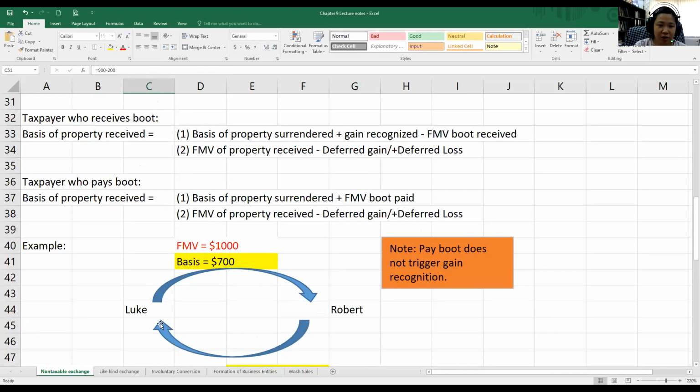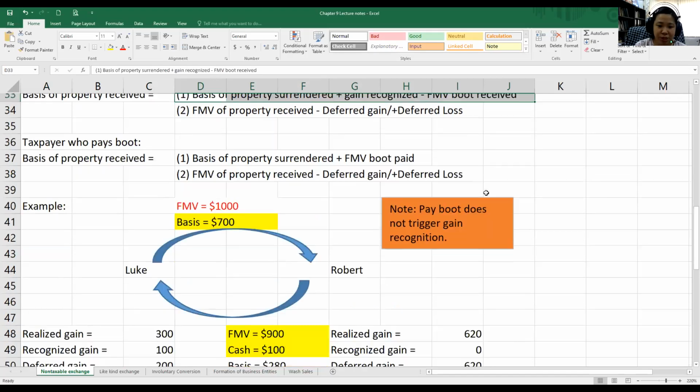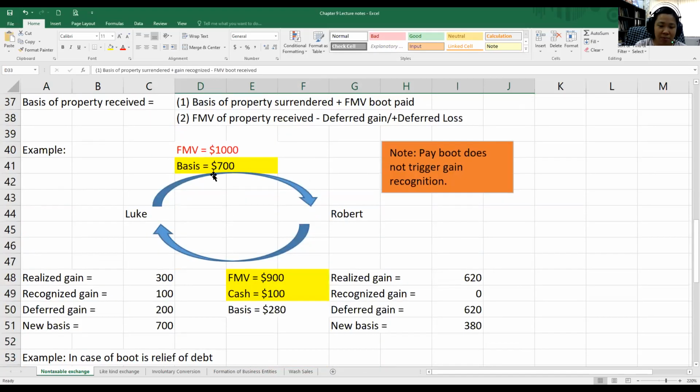Okay. Or you can also use this formula. It will be equal to basis of property surrendered plus gain recognized minus boot received. So basis of property surrendered is 700. Okay. 700 plus gain recognized of 100, and minus fair market value of boot received, which is 100. So 700 plus 100 minus 100 will also be 700. Okay.